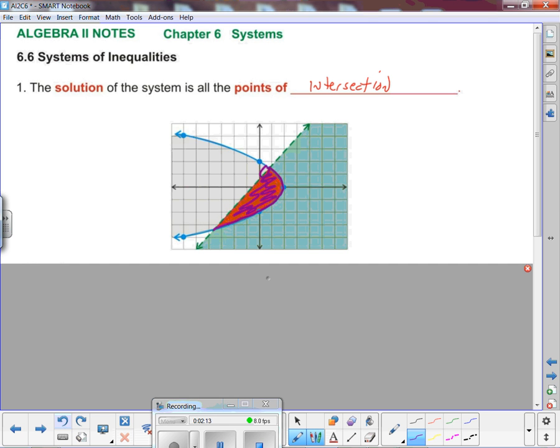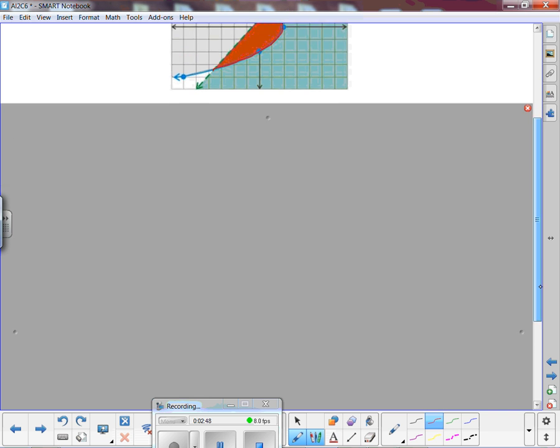So really, when you look at it, what is the solution? The solution is actually all of the red, also the points, and probably if I were wise, I would do this as well and come along my parabola in red to indicate that all of those points are also part of the solution. Okay? So, a key concept, what is the solution to a system of inequalities? It's the points of intersection. The points of intersection. Okay, let's take a look at a couple examples here.